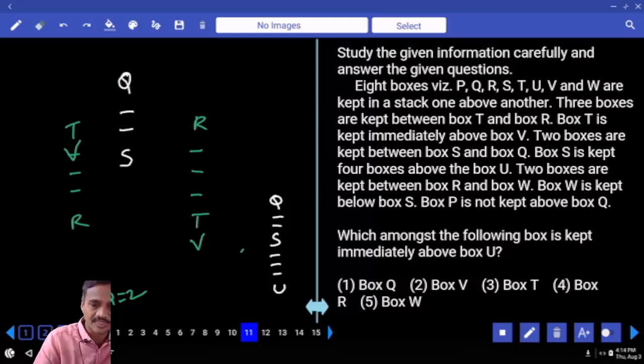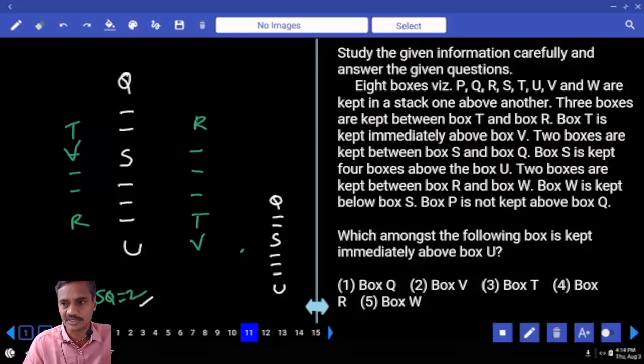S is here. Then 1, 2, 3. No, U is at this place. Now S and Q there are 2. 8 boxes. 3 boxes are kept between T and R. And T is kept immediately above V. Now sir, R, T and V must be like this.